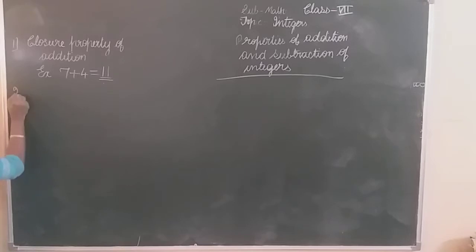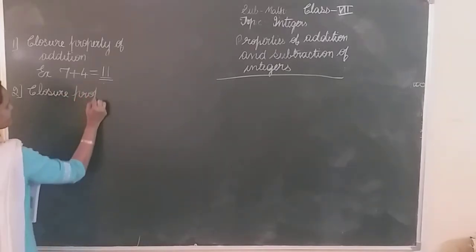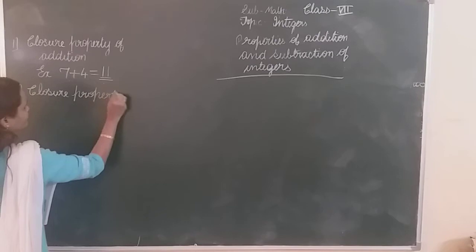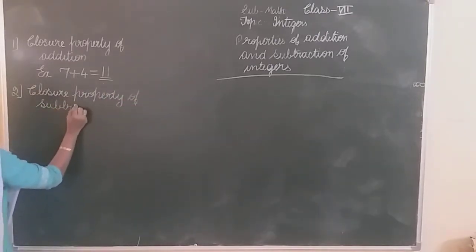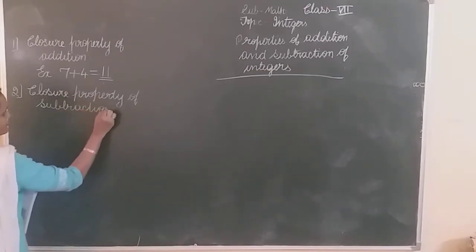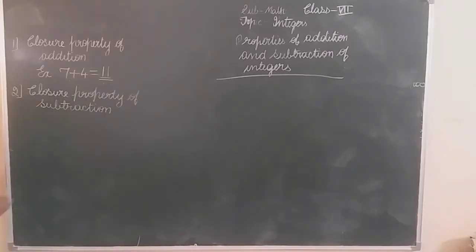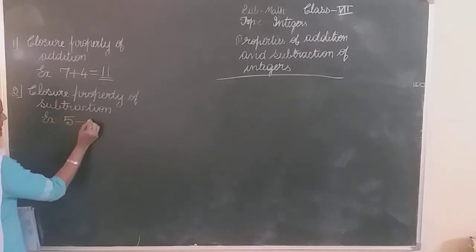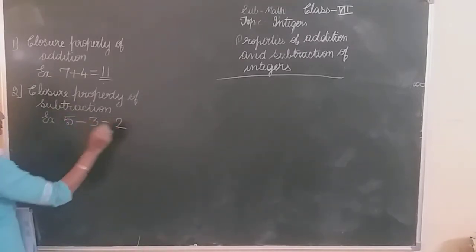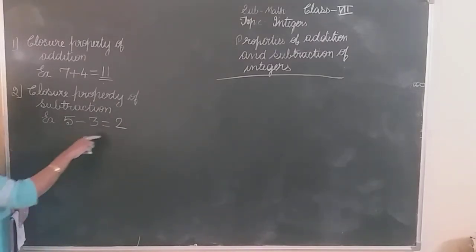The second property is the same property with subtraction. Closure property of subtraction. This is also the same way. When you subtract any 2 numbers, 5 minus 3 is 2. You get the answer as an integer. So when you subtract any 2 numbers, you get the answer as an integer.